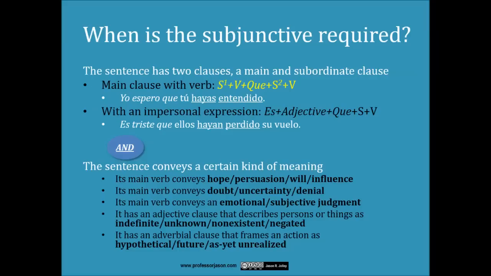Or its main verb conveys doubt, uncertainty, denial. Its main verb conveys an emotional or subjective judgment. Or it has an adjective clause that describes persons or things as indefinite, unknown, non-existent, or negated. We're going to see examples of all of these. And then finally, if the sentence has an adverbial clause that frames an action as hypothetical, future, or as yet unrealized.